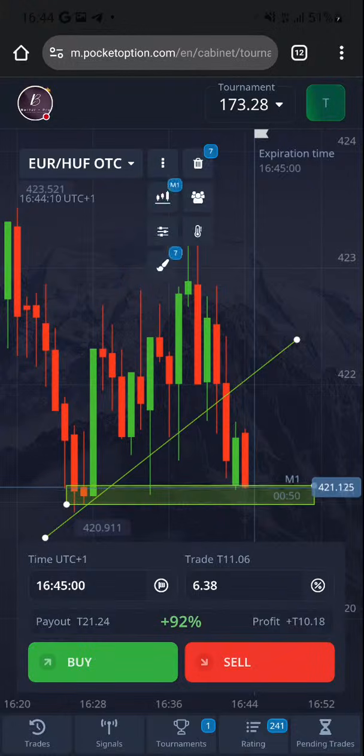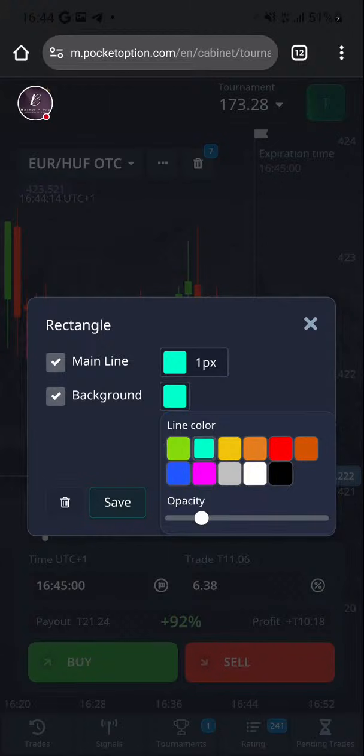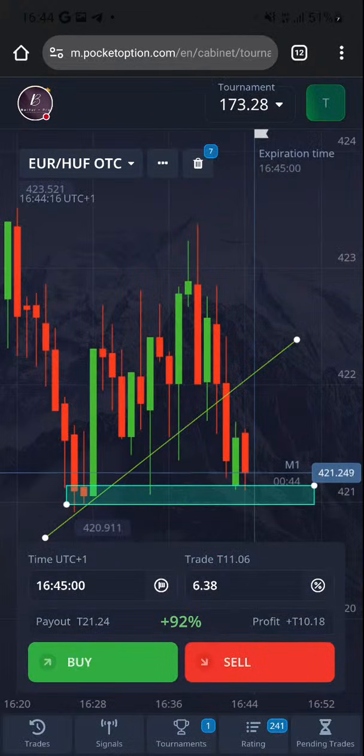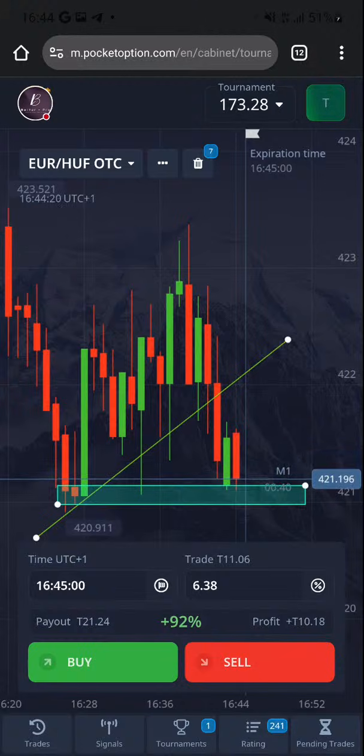Though this one worked well, it worked out well for us because we have a demand area in this place. Look at it. You can see. Yes, it worked out because of this. This is the only reason why we won the trade.